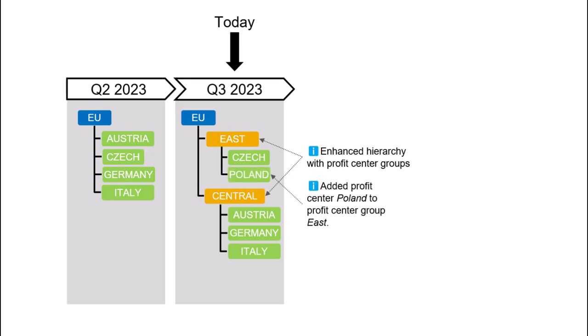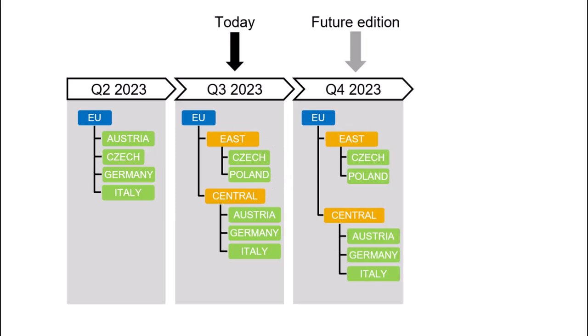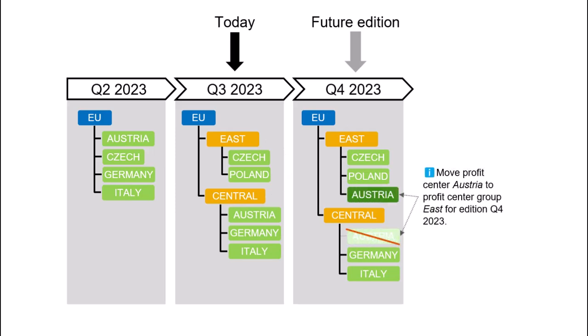Our task is to change the profit center group hierarchy. Austria shall be moved to profit center group East, and a new profit center France shall be added to profit center group Central. The changes shall be applicable for the future edition for the fourth quarter of 2023.